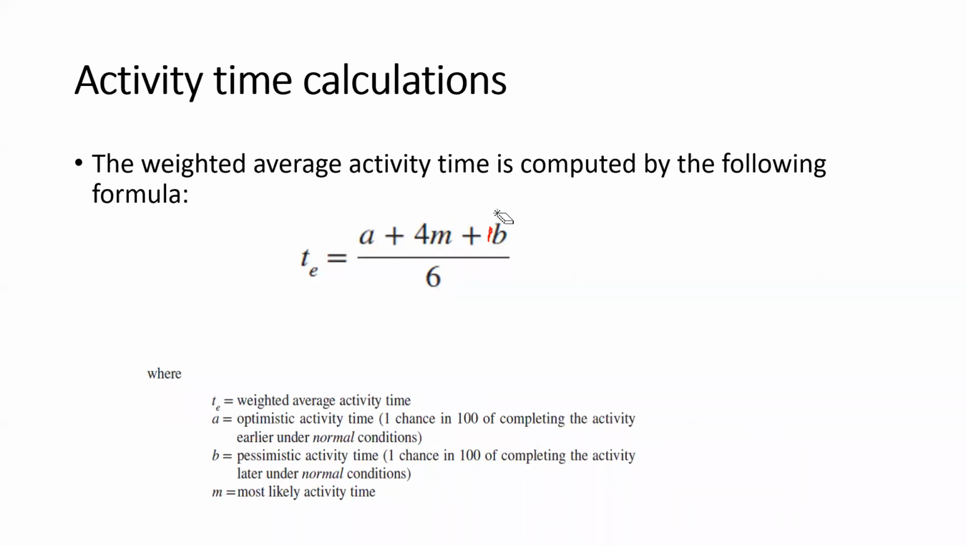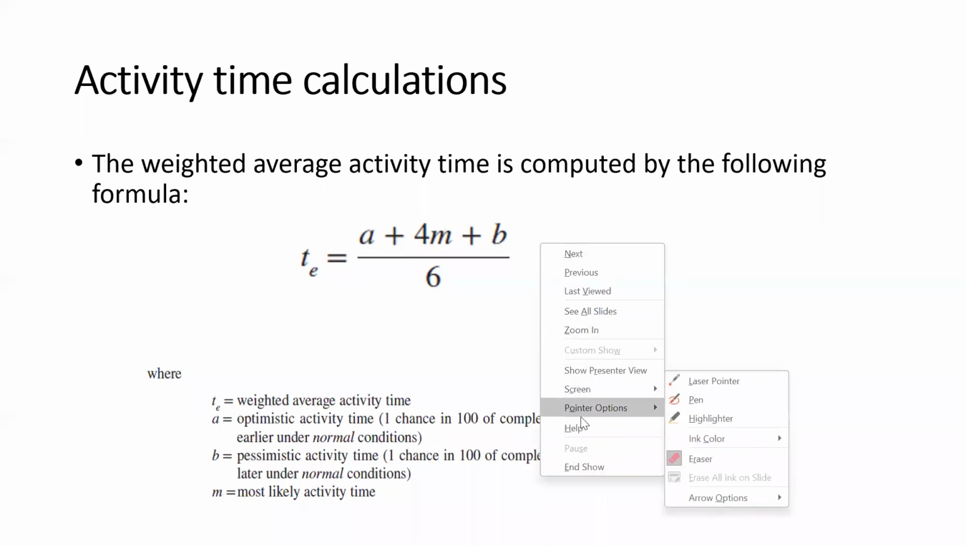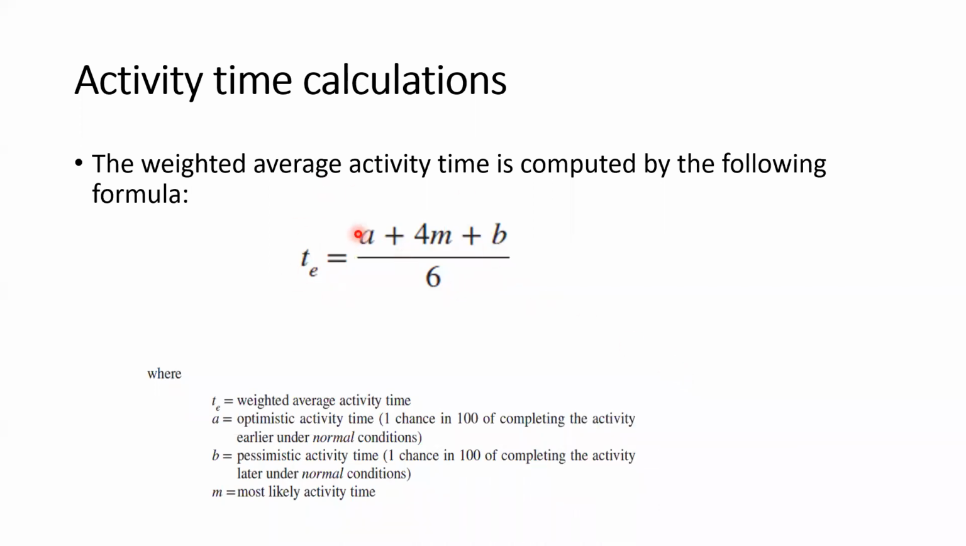Hello? Can you hear me? Right. So that's why we divide it by 6, right? So this is the equation that you have to use when you are calculating a weighted average activity time. According to this, you are basically getting the optimistic time, pessimistic time, as well as most likely activity time.